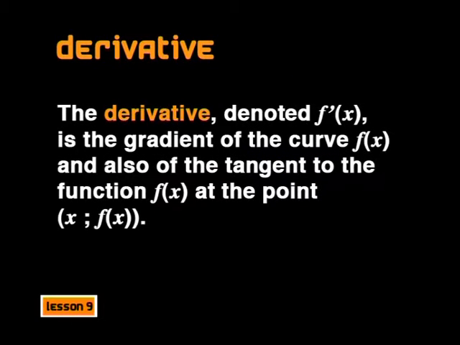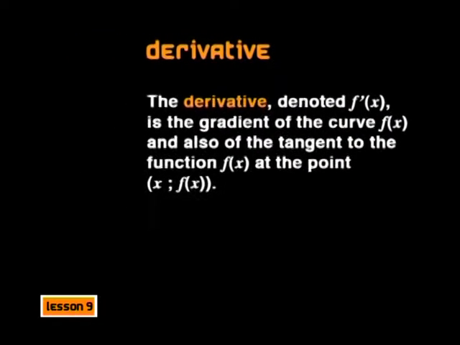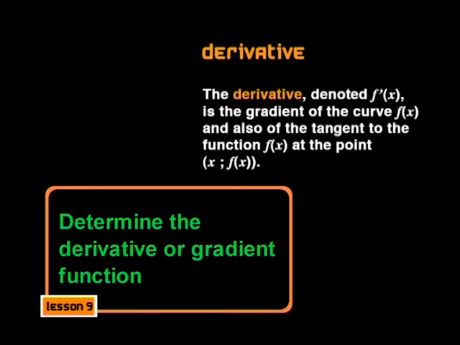Let me remind you, we said that the derivative is the gradient of the tangent to the function at any point. Notice that the derivative is also a function, denoted f dashed of x. And so, the first step in solving the problem is for MacGyver to determine the derivative or gradient function.